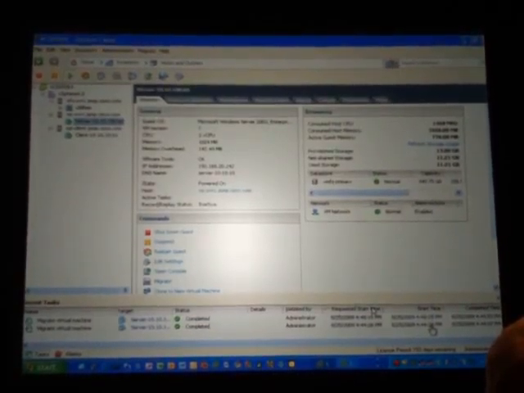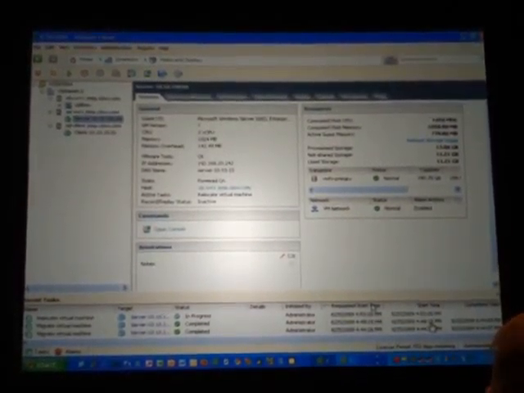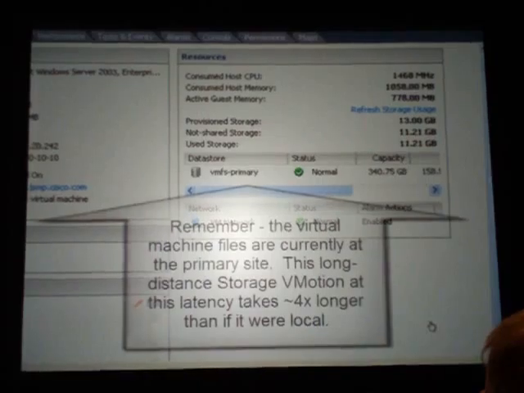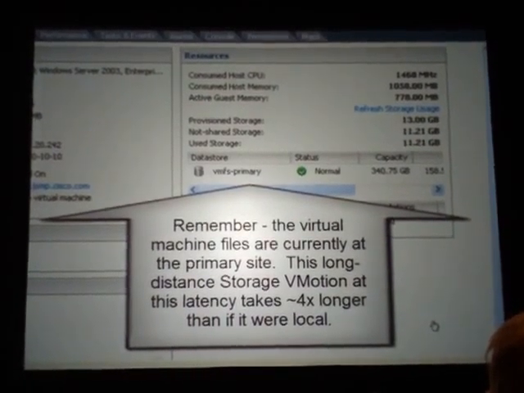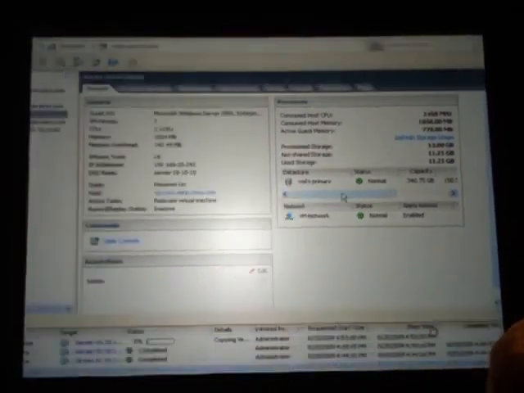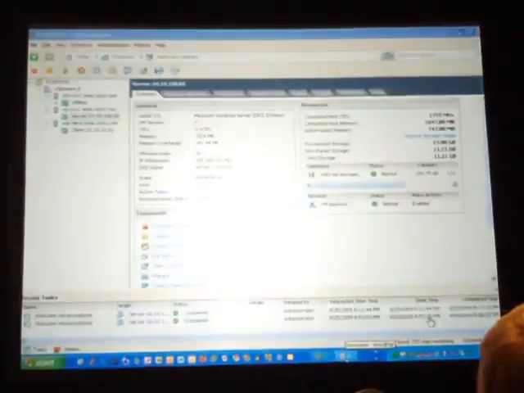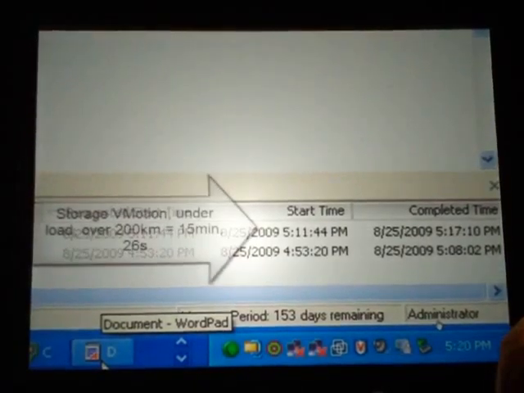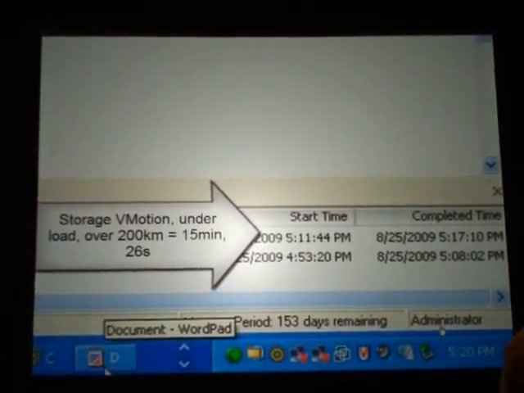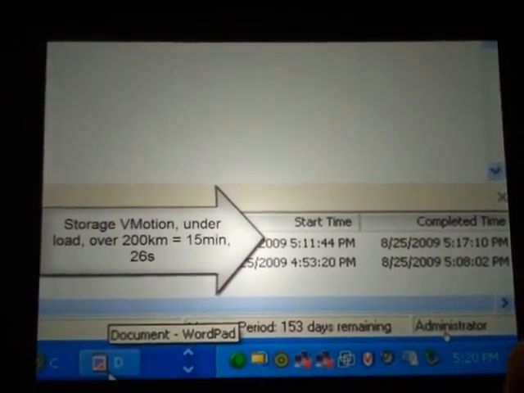At the end of this process, by the way, that high priority, low priority option actually doesn't do anything in storage vMotion, just as an FYI. So we're moving from the primary, that's where they sit right now, and through, again, the magic of time lapse, if we take a look at the timestamps, basically this took 15 minutes and 26 seconds. That's still very, very good, right?